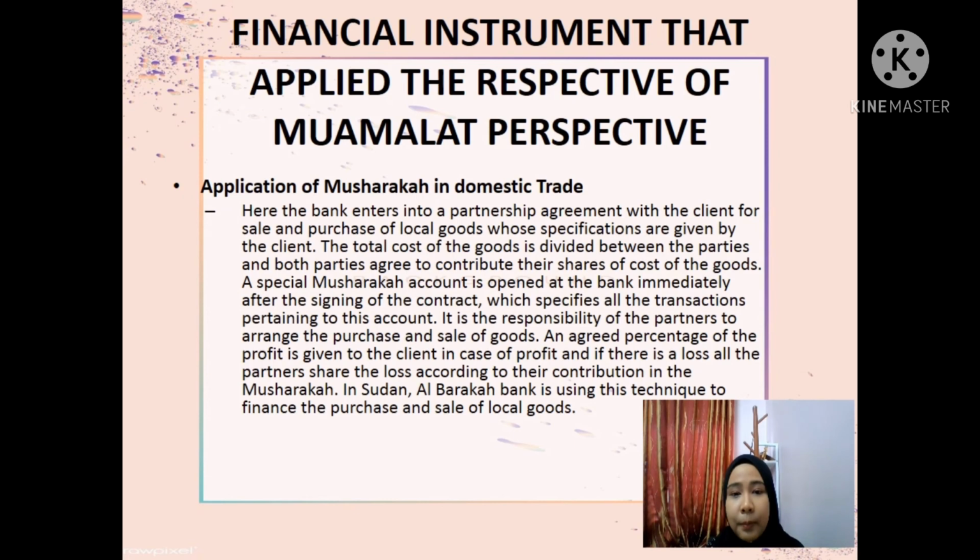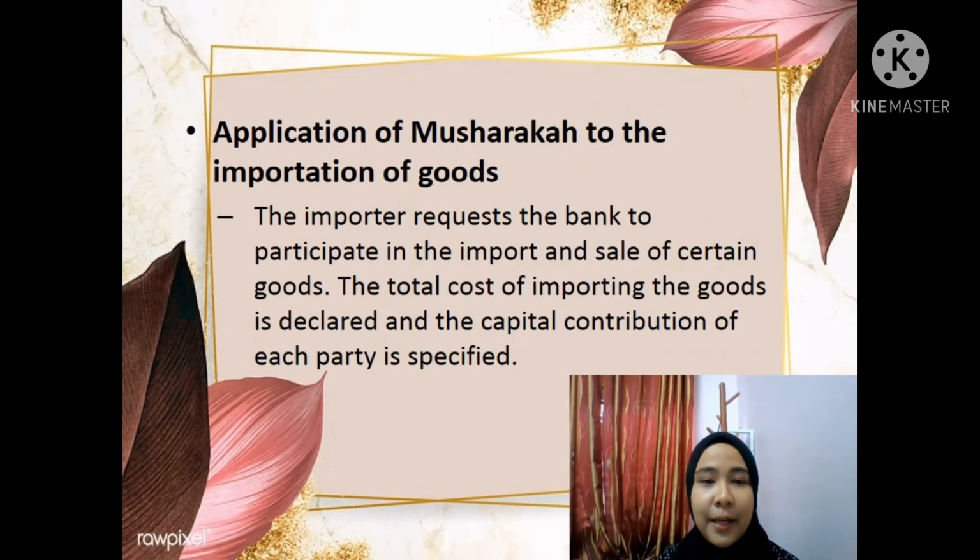Next, an agreed percentage of the profit is given to the client in case of profit. And if there is a loss, all the partners share the loss according to their contribution in the musyarakah. For example, in Sudan, Al-Barakah Bank is using this technique to finance the purchase and sale of local goods. Next, the application of musyarakah to the importation of goods. The importer requests the bank to participate in the import and sale of certain goods. The total cost of importing the goods is declared and the capital contribution of each party is specified.